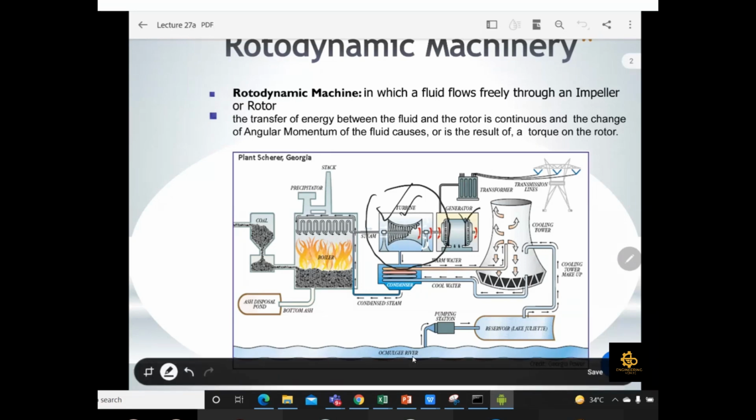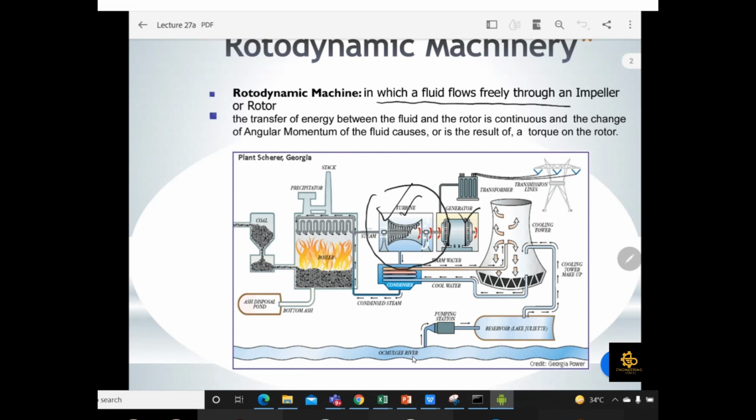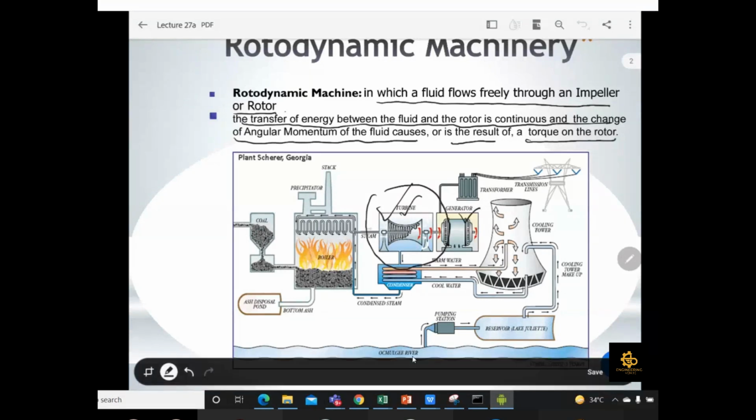Okay, if you take a look at the specific definition of a rotodynamic machine, it is one in which the fluid flows freely through an impeller or a rotor. The transfer of energy between the fluid and the rotor is continuous, and the change of angular momentum of the fluid is the result of a torque on the rotor. This is just a basic definition of rotodynamic machines.